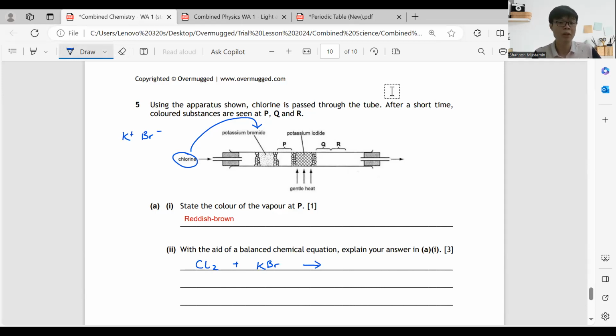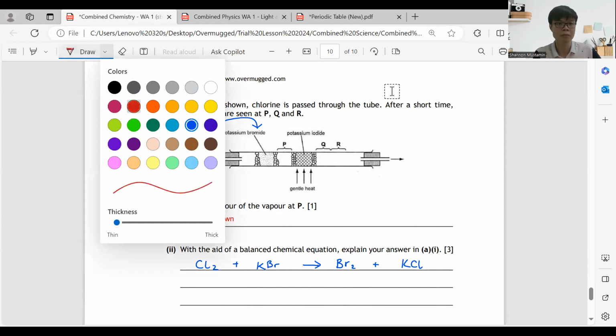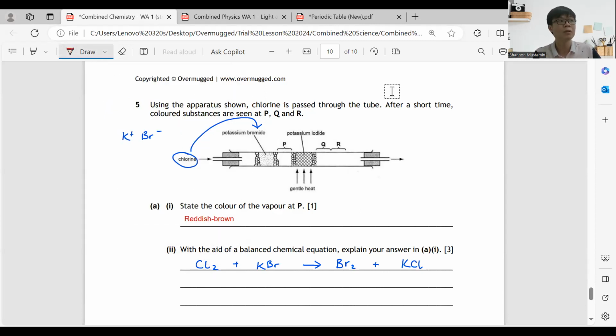Then your chlorine is going to go in, kick out your bromine and displace it. You're going to get KCl. Right, then now you just balance. Put two here, put two here. And you're done.